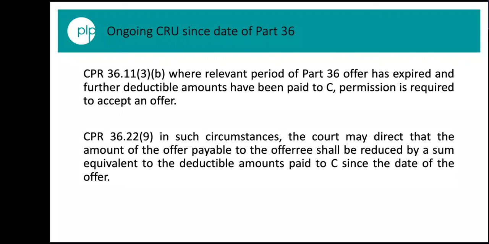And the reason, realistically, is when you look at the next rule, which is 36.22(9), which is that in such circumstances, the court might direct that the amount of the offer payable to the offeree shall be reduced by a sum equivalent to the deductible amounts paid to the claimant since the date of the offer. And so if, for example, since the date of the offer, a further £5,000 worth of offsettable benefits have been accrued, it is possible for the court to say, well, that additional £5,000 should be added to the deductible benefits, and so the claimant's damages that they walk away with in their hand should be reduced accordingly. But bear in mind it's a "may", which means there's some discretion there for the court. So it gives scope for counsel who like to have a bit of an argument about things to have a bit of Barney and to work out whether or not they are going to succeed, and to see where it's worth running the arguments.